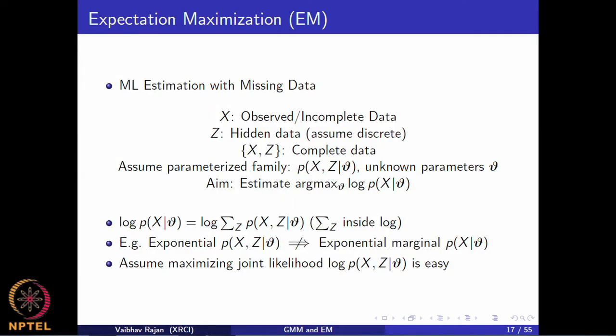and you want to get the maximum likelihood estimates of the parameters which are unknown. But here you are assuming two things. You are assuming that there is some parameterized family, you are doing some parameterized fitting, for which the joint likelihood is easy to compute.